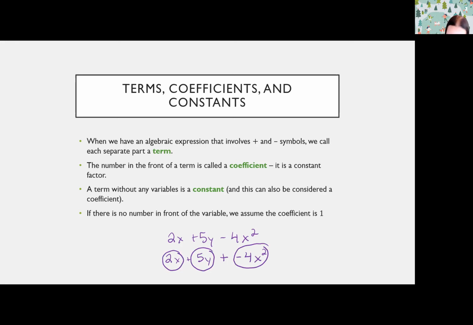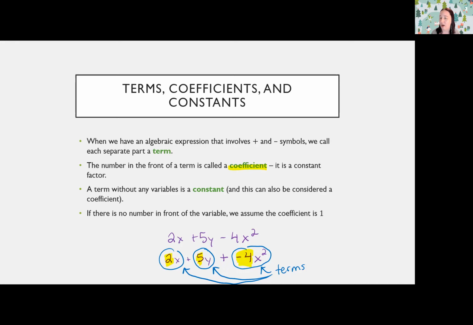So everything that I have circled, I probably should have circled it in a different color. Let's do that. So those are all terms. So there are 3 terms here. The numbers in front of the variable parts are called coefficients. So we have a coefficient of 2. Let me highlight the coefficients here. 5 and -4. Those are the numbers in front.